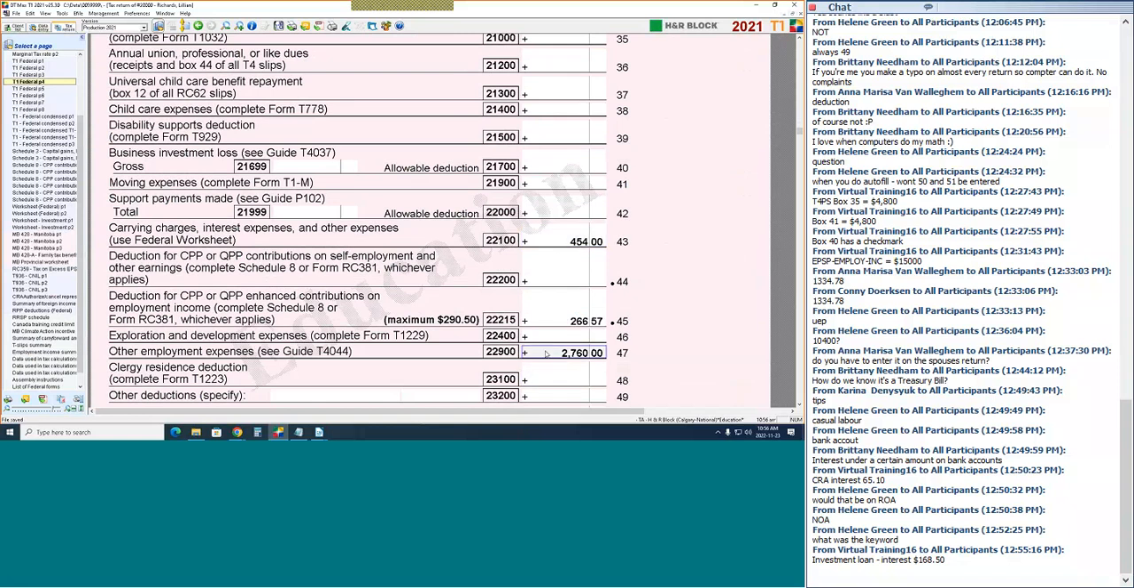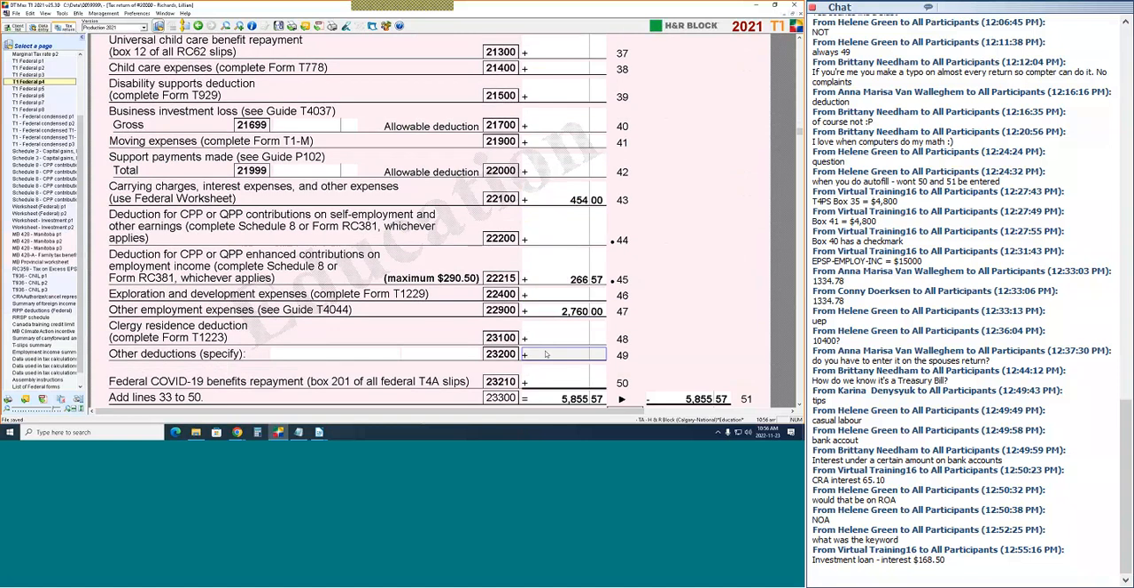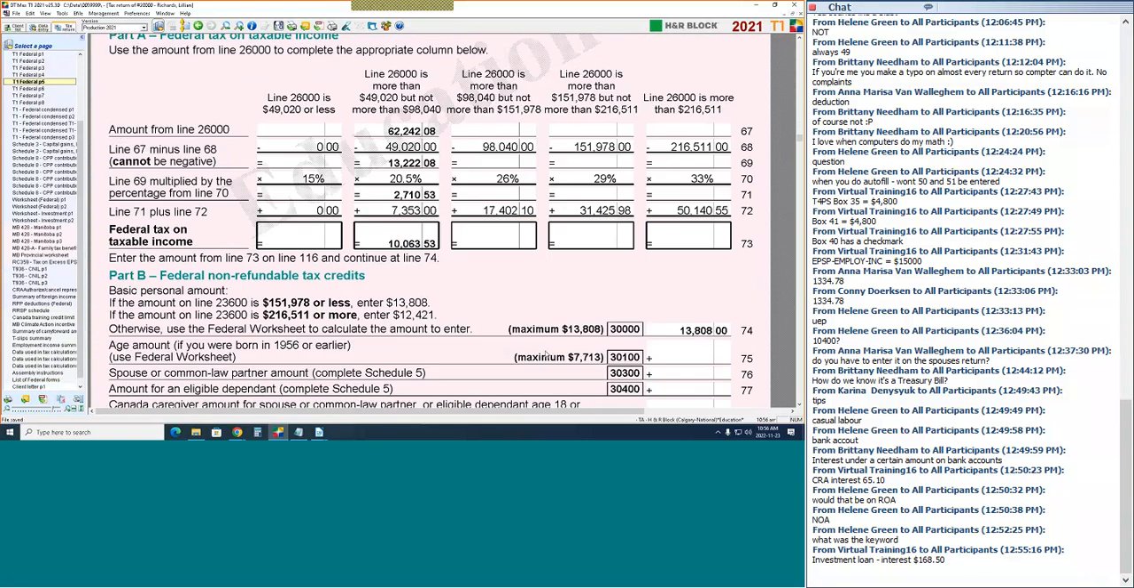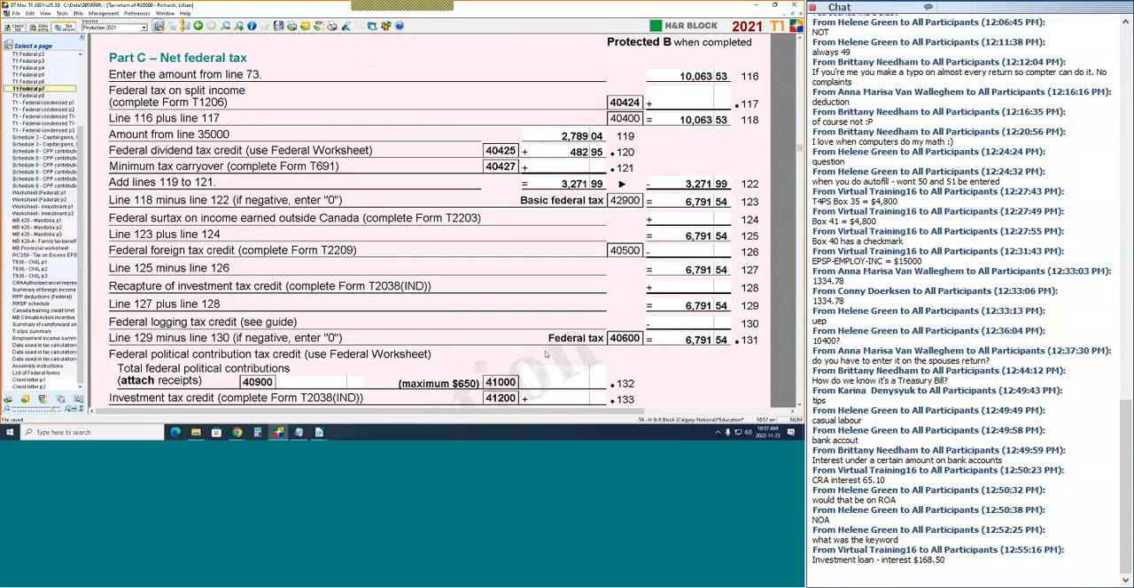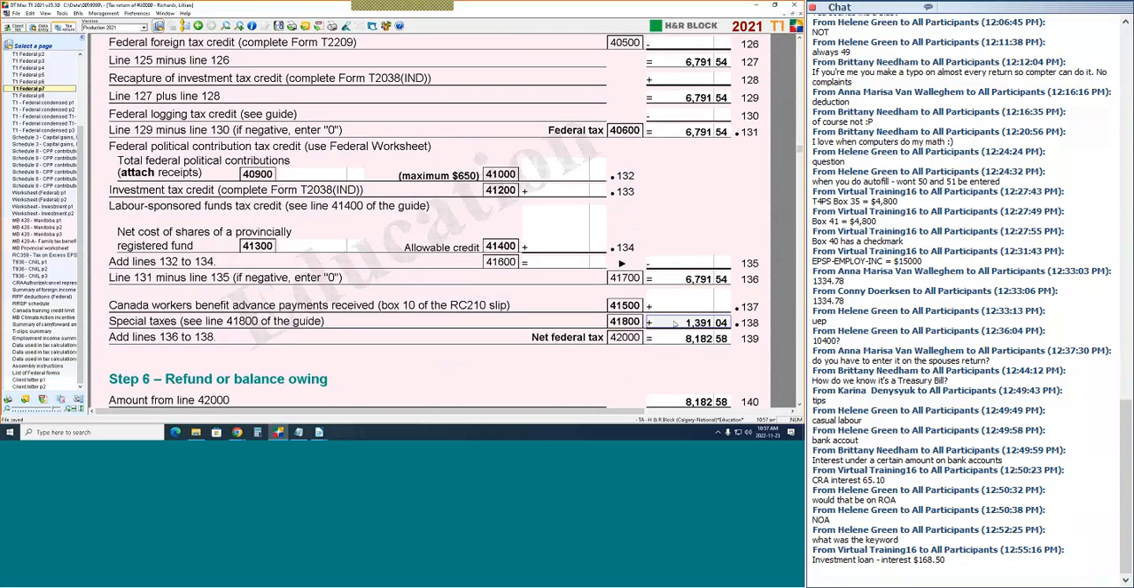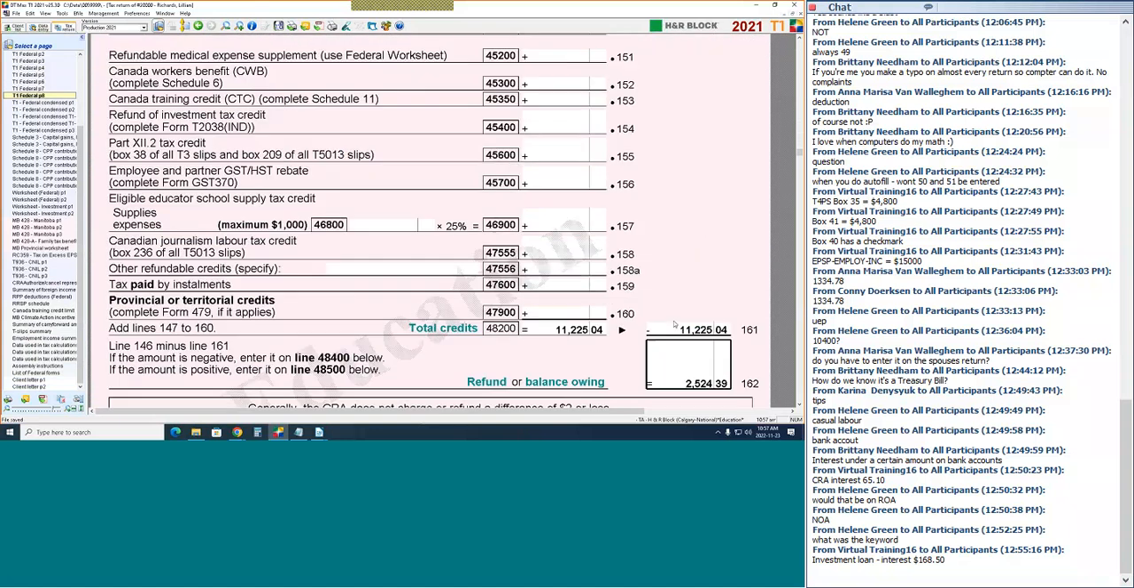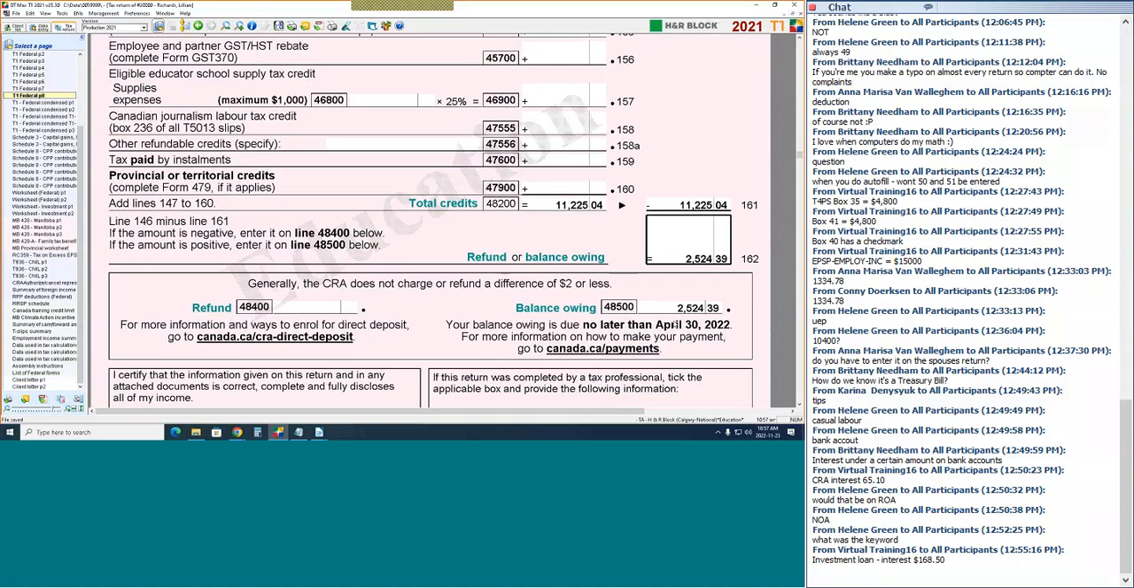Other employment expenses of $2,760, sorry. And we're going to have that weird special tax situation, which is going to be showing up. We've got dividend tax credit, $482.95. We have our special taxes, $1,391.04. And at the very, very end of the day, she owes money. Does it make sense that she owes money? Absolutely it does. We've added lots and lots and lots of different sources of income that had no tax withheld from it. So she's going to owe right now $2,524.39.